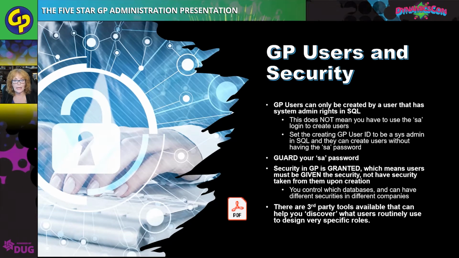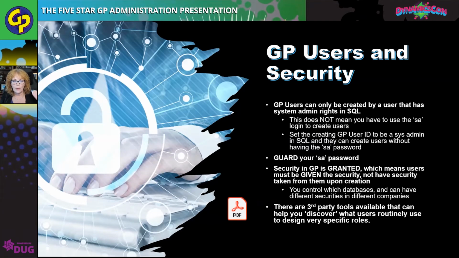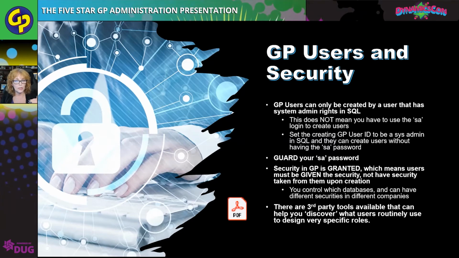Let's move on down to security in GP. Security in GP is granted, and it's not out of the box. You can't just set up a user and boom, they have access. You have to plan out roles and plan out who does what and who has access. So when you set up a new user, you have to assign them to a company, give them access to a company, and then you have to go down and tell GP in security setup exactly what this person's going to do.